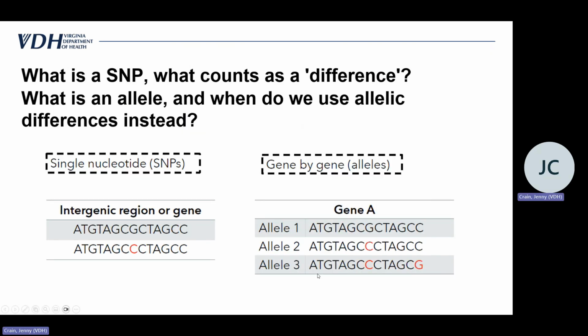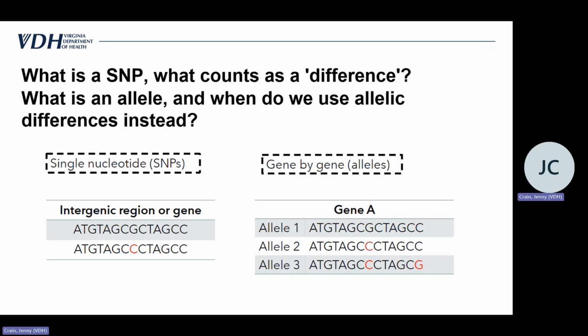Okay, so with that context, as we continue to think about what a SNP is and what it really means, we need to understand what we would count as a SNP difference. So I like this slide just because often when we think about SNP versus allele, sometimes for epidemiologists, there's a little bit of confusion.